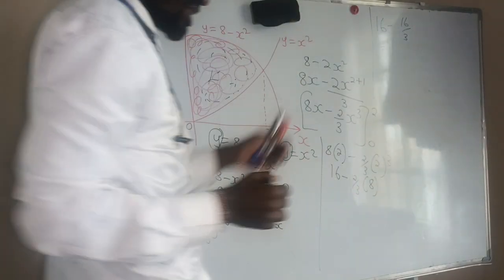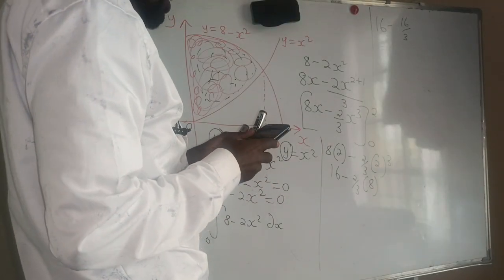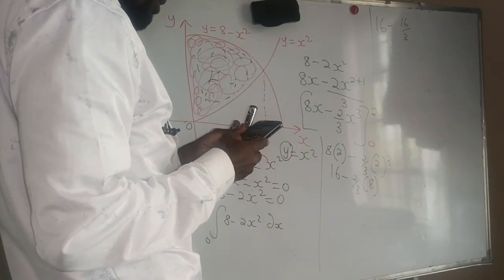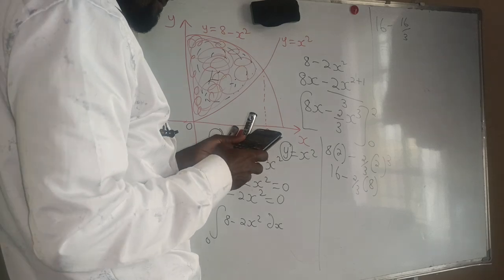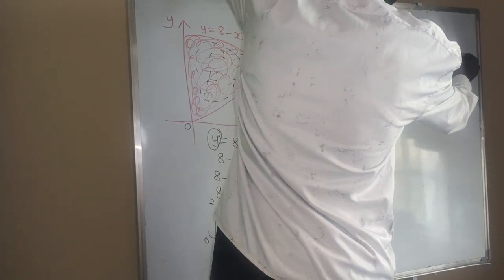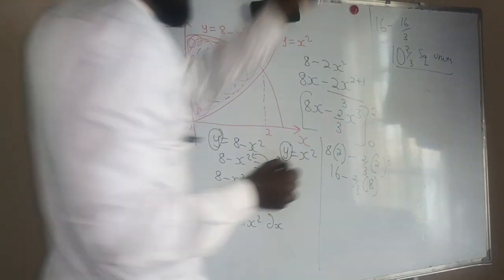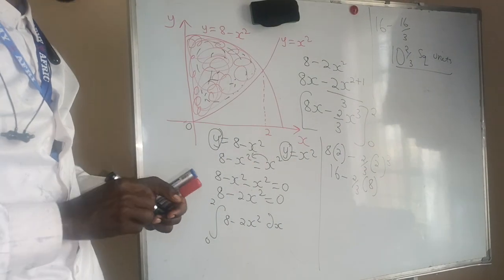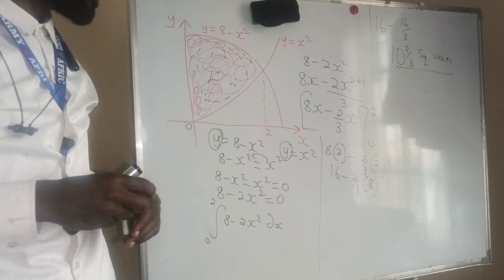So we shall have 16 less 16 over 3. That is 2 over 3 times 8, so 16 over 3. So 16 minus 16 over 3 gives us 10 and 2 over 3. So the area of the shaded region is 10 and 2 over 3, and I'll write square units. That becomes the area of that shaded region as per what the curve has given us in the question.